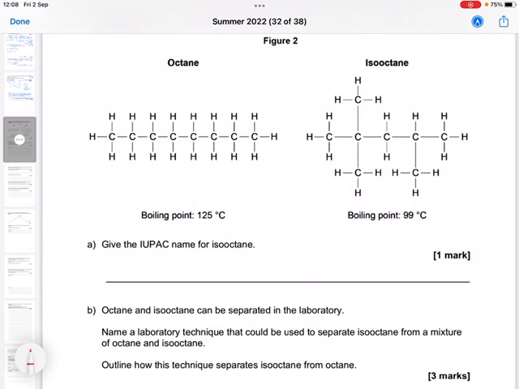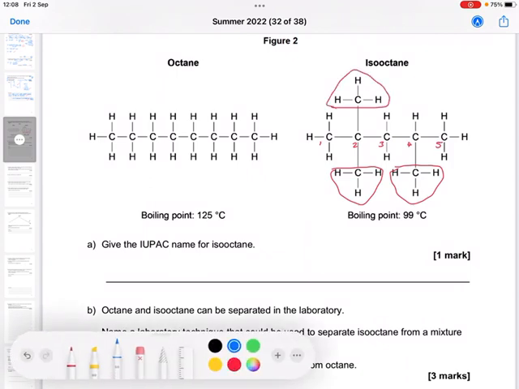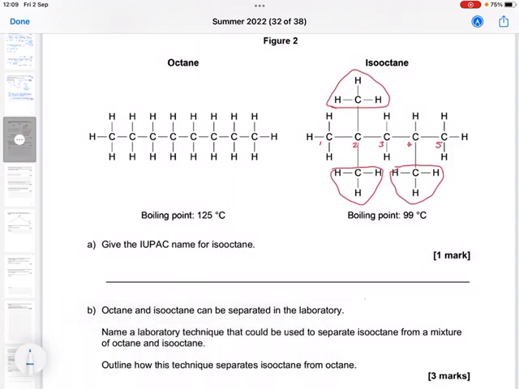So let's look for the longest straight chain. Sometimes exam boards will put them as if they're going around corners. But there's that there, and then I've got a methyl group here, and a methyl group here. So that's going to be a trimethyl, and that is on carbon number 2, 2, and 4. So it will be 2, 2, 4, trimethyl, 1, 2, 3, 4, 5, pentane.